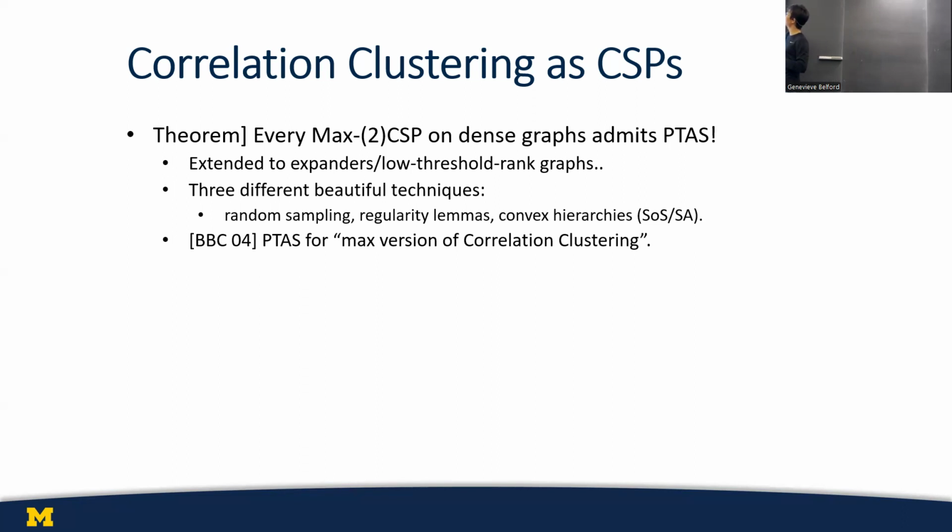Yeah, that's what I like about this result and these techniques. And in hindsight, the original paper even gave a PTAS for the max version of correlation clustering using one of these ideas. So the upshot is that dense graphs are good if you ignore the difference between max and min, and if you ignore the difference in alphabet size. That's good, and we want to use it.